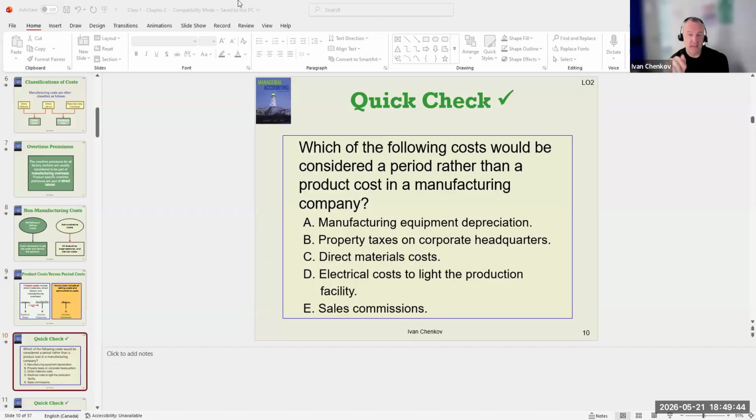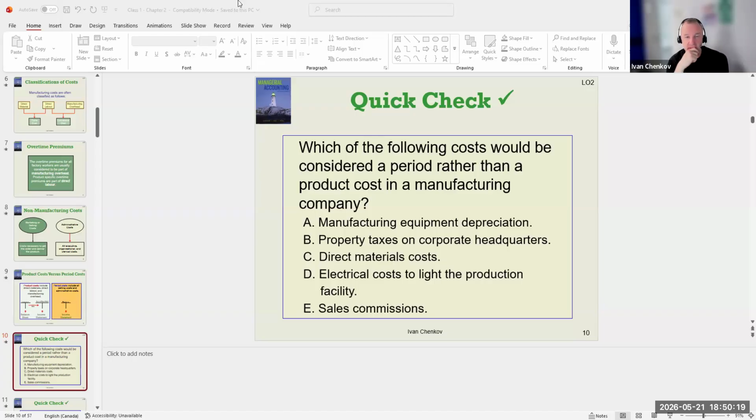Let's go with the property taxes on the corporate headquarters. Is it product cost or period cost? Period, because it's for the corporate headquarters. What if it says property taxes on the production facility? Manufacturing overhead or product cost, okay? Direct material cost. It will be very hard to make a mistake with direct material cost. That will be product cost. And more specifically, it will be direct material, right?